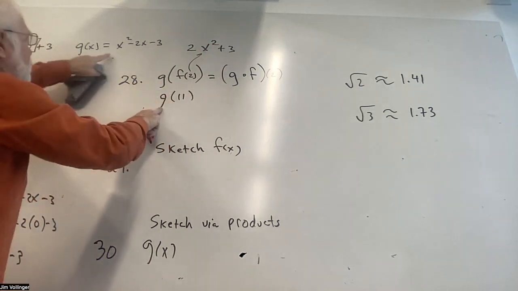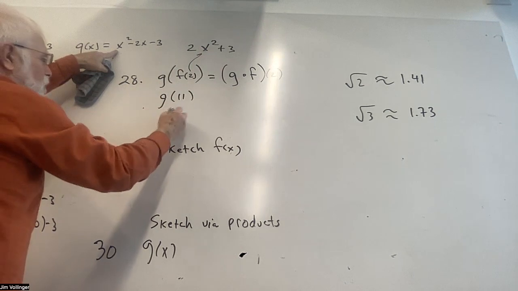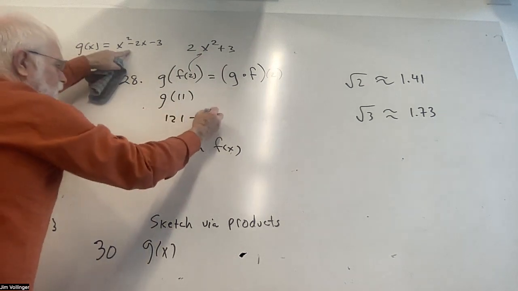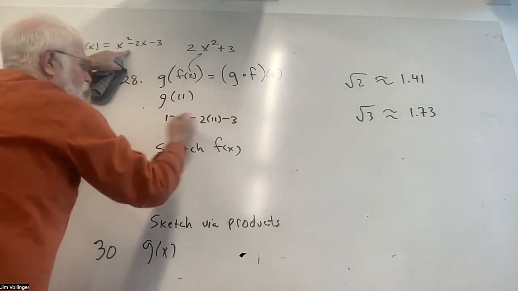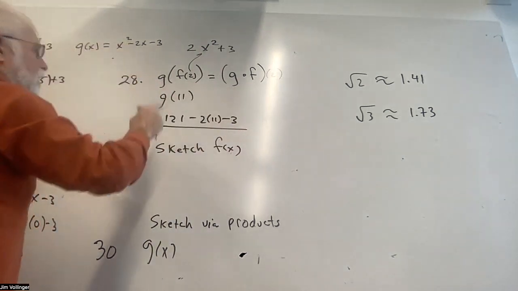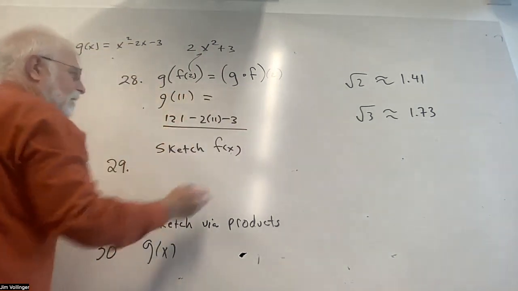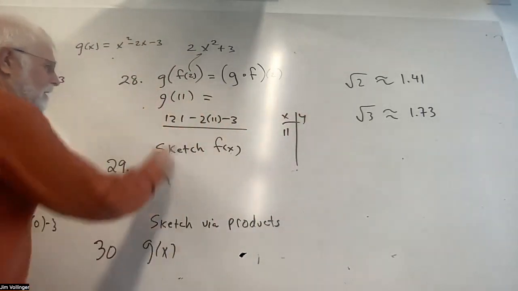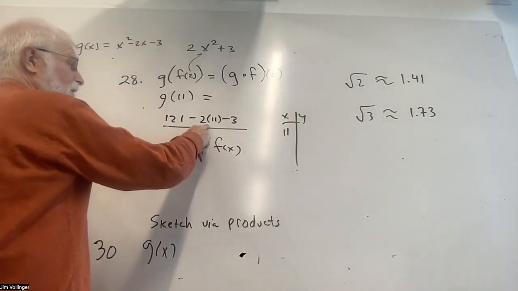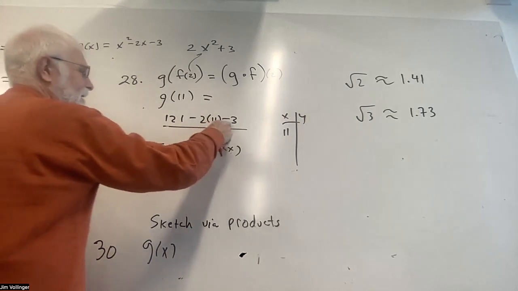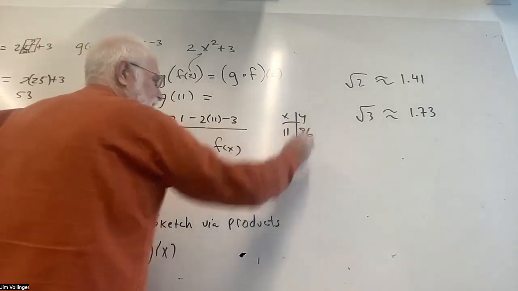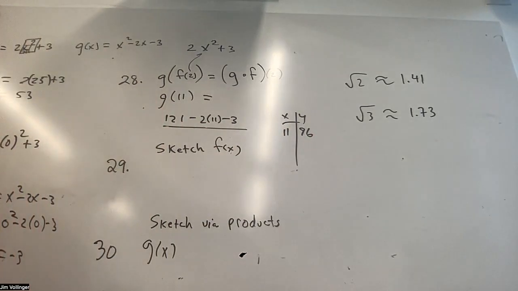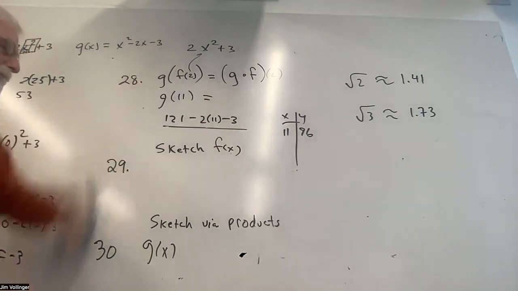What does the g function say? Square 11, which is 121, minus 2 times 11, minus 3. This is called evaluating the function at 11. And what y value do I get? 121 minus 22 is 99. 99 minus 3 is 96. And that's just evaluating g of f of 2.